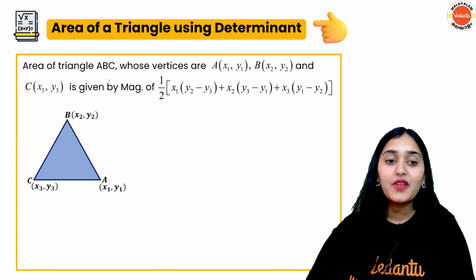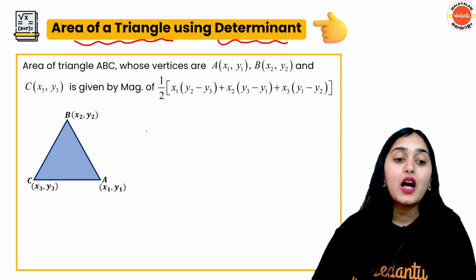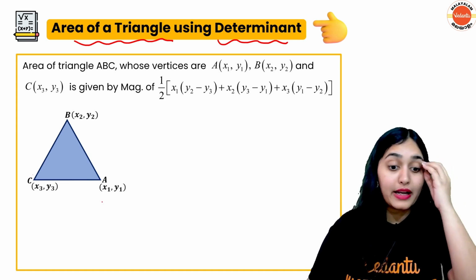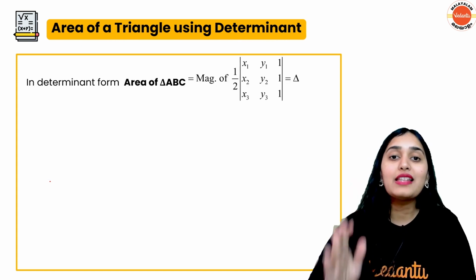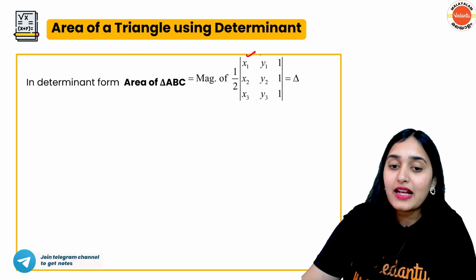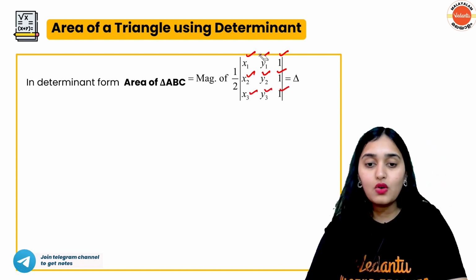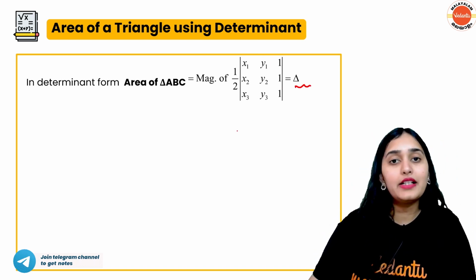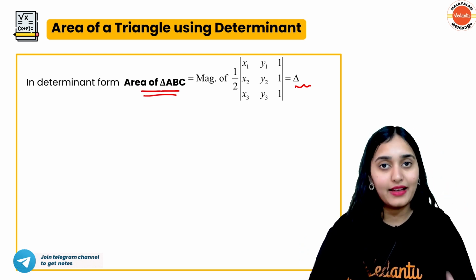Next, you can also find the area of a triangle using determinant. How? Simply, the vertices of the triangle will be points x1, y1, x2, y2, x3, y3. What you have to do is, you just make a matrix of it. You make the matrix like this: x1, y1, 1, x2, y2, 1, x3, y3, 1. Then you find the determinant, and once you find the determinant, you will get the area of the triangle. Clear?